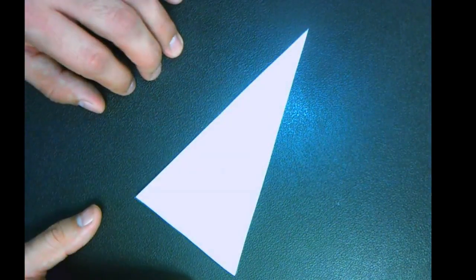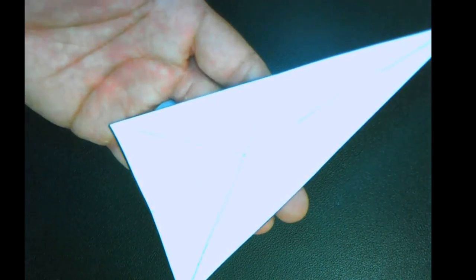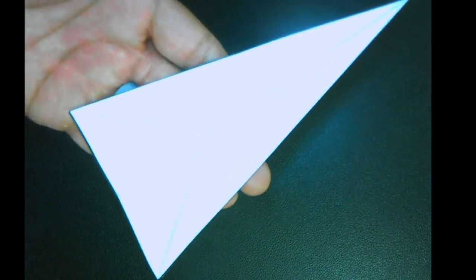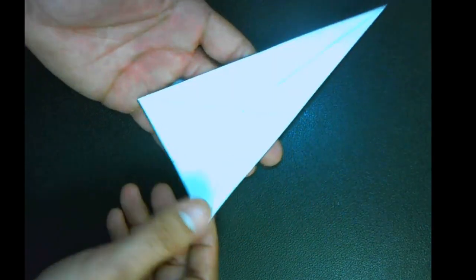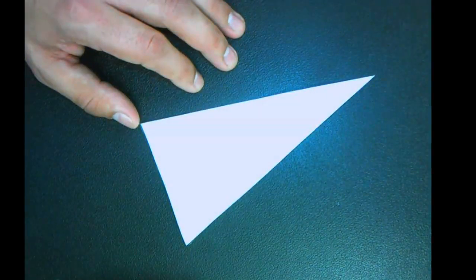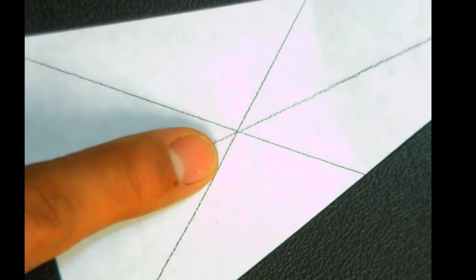Okay, so I already did it. Here it is. You cannot really see that, which is unfortunate. You might have to just believe me on this one. There it is. So you see those lines where they cross? That point is called a centroid.